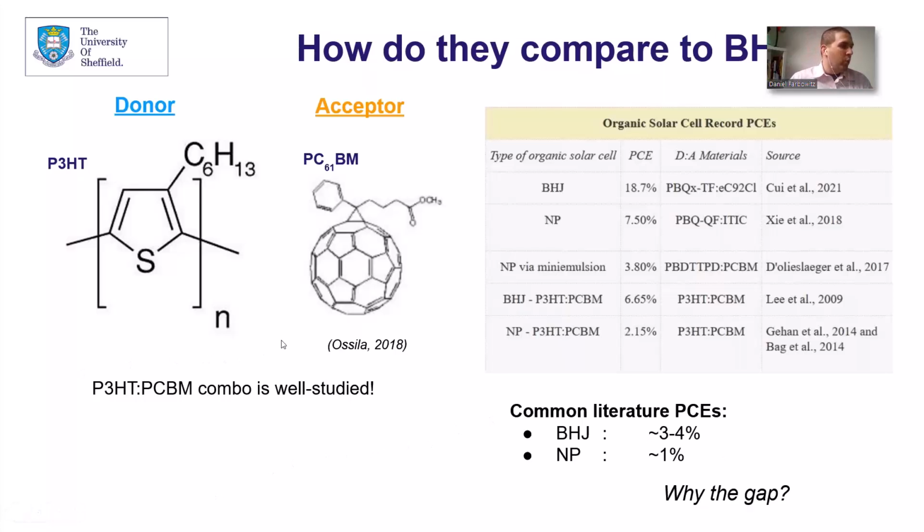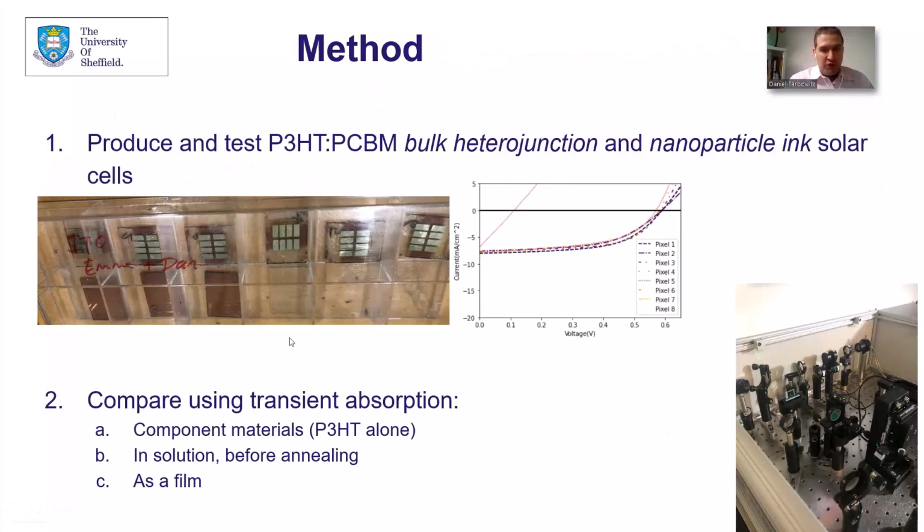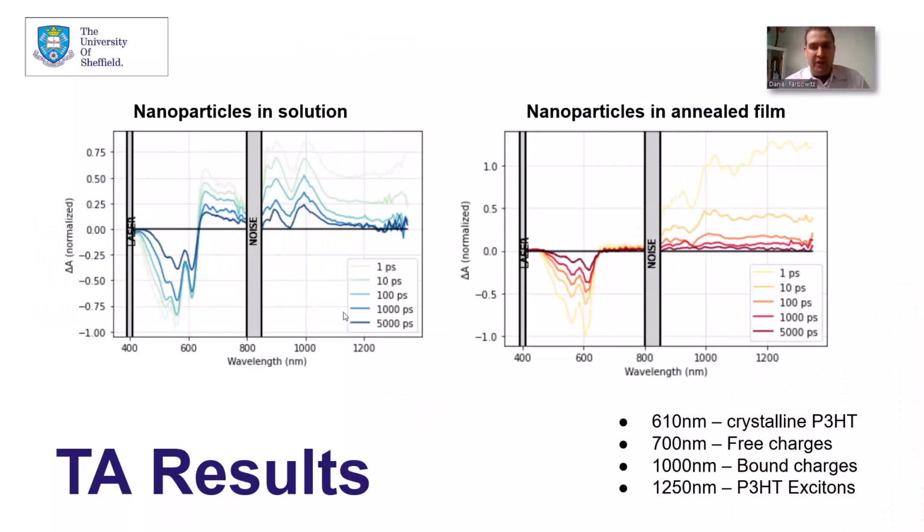So our method was to produce working solar cells of both types, then compare them both using components and in total with transient absorption spectroscopy. So we're going to hit it with a pump laser to bring our material up into the first excited state, and then a probe laser to observe its behavior in that excited state.